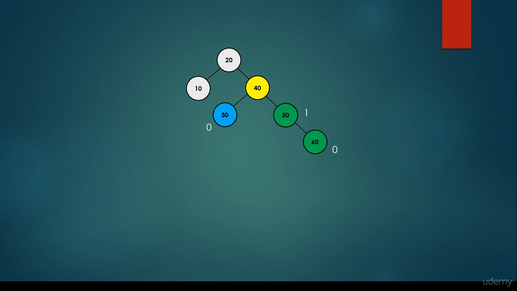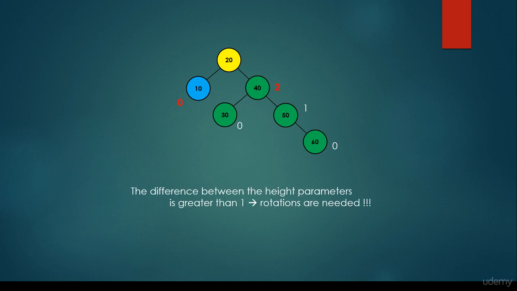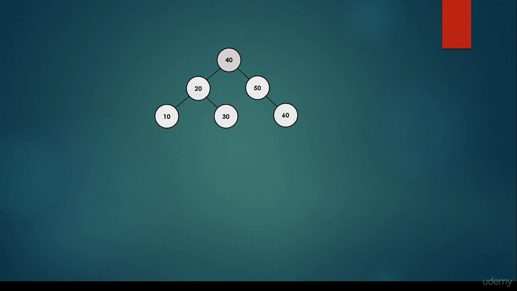Keep going in the direction of the root node. What about the root node? The root node has a left subtree 10 with the height parameter 0 and the right subtree with the height parameter 2. Okay, they differ more than 1, so we have to make a rotation on the root node. So we have to rotate the root node to the left, and it's going to be the solution. Why is it good? Because as you can see, it's going to be a balanced tree.